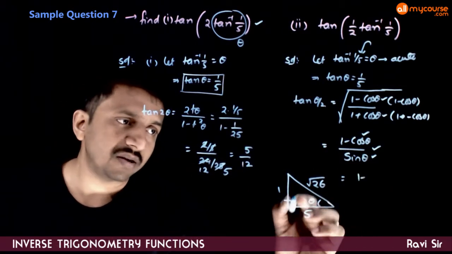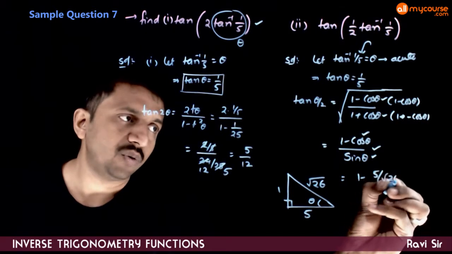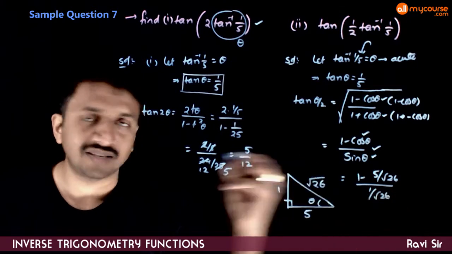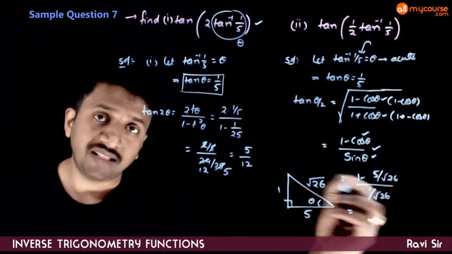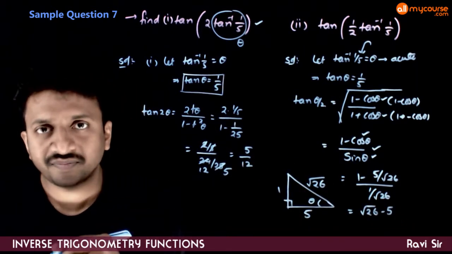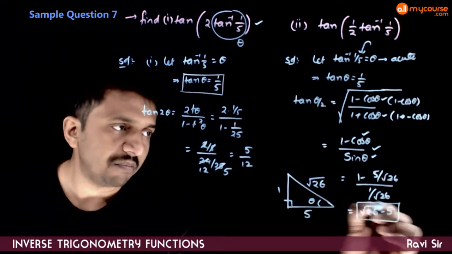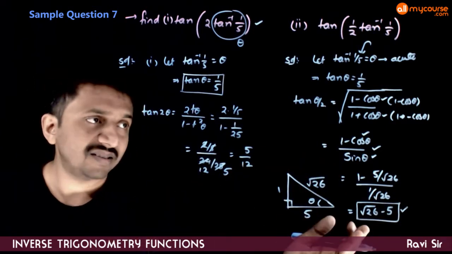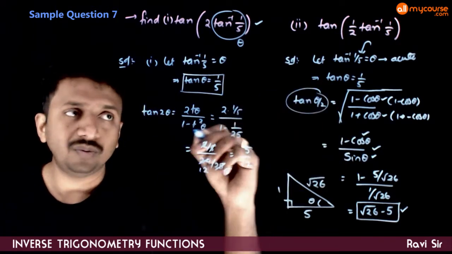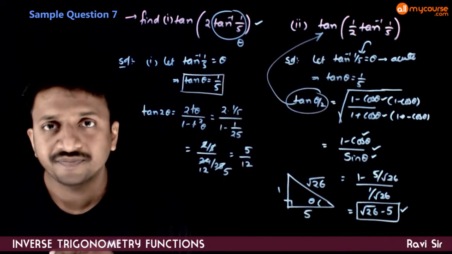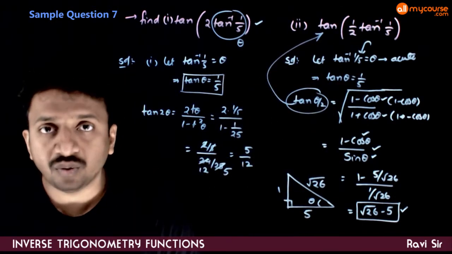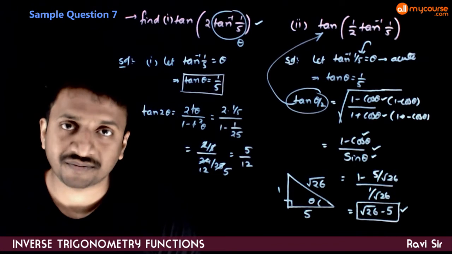So 1 minus cos theta is 5 by root 26 subtracted from 1, and sin theta is 1 by root 26. If you take the LCM, you get root 26 minus 5 as the answer. So root 26 minus 5 is the value of 1 minus cos theta by sin theta, or tan theta by 2. So tan of half tan inverse 1 by 5 is root 26 minus 5. Thank you.